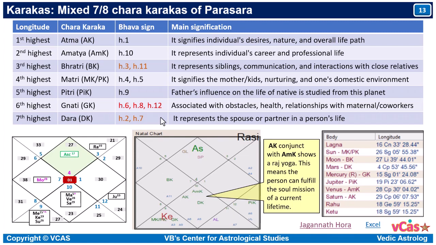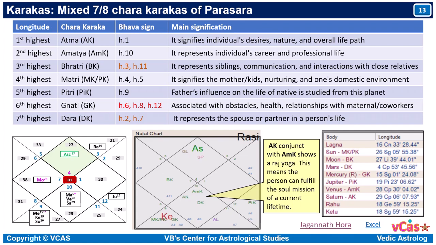We will use this information later. Jagannath Hora allows us to place the Charakarakas in the D1 chart. As we see here, Atma Karak is in conjunction with Amatya Karak in house number 7. This gives us a Raj Yoga. It means that the person can fulfill the sole mission of the current lifetime in this life itself.